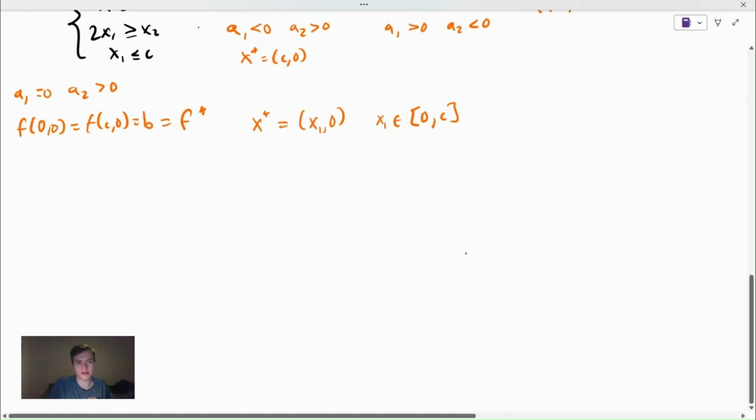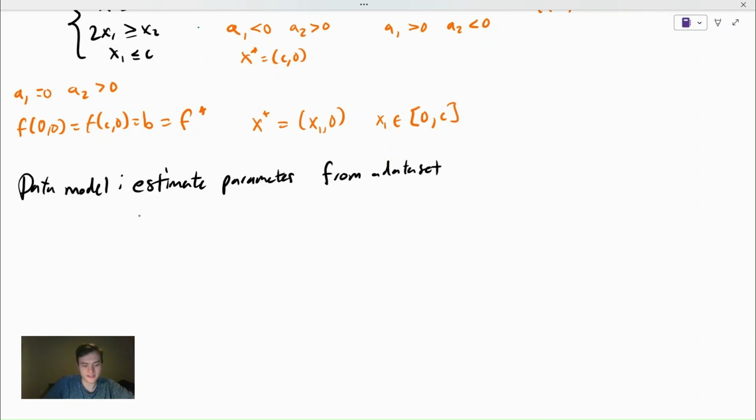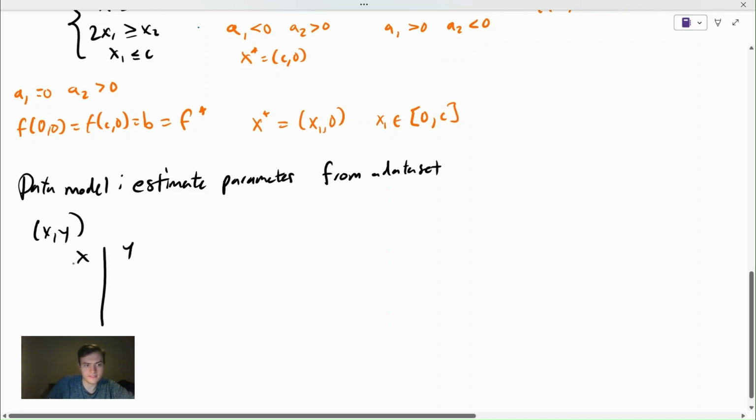After optimization problem, I would talk about models. And I split this into two types of models, data model and decision model. So a data model is when we're estimating the value of parameters from a data set. So we have a known data set. Let's say, for example, x, y are our data points, right? We have x values and y values.